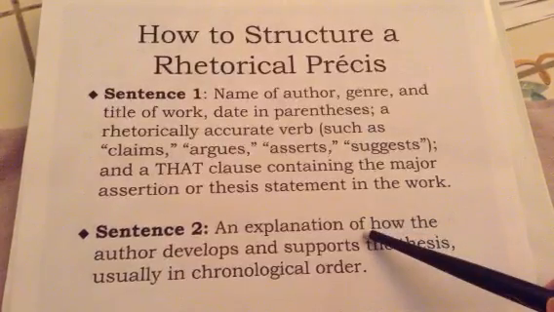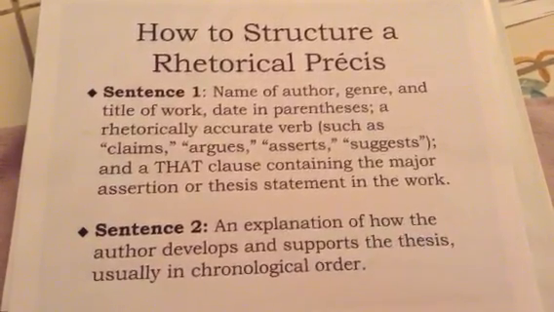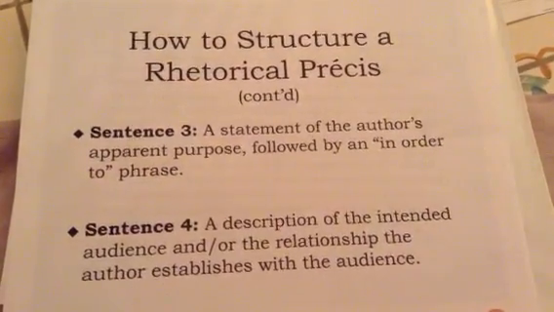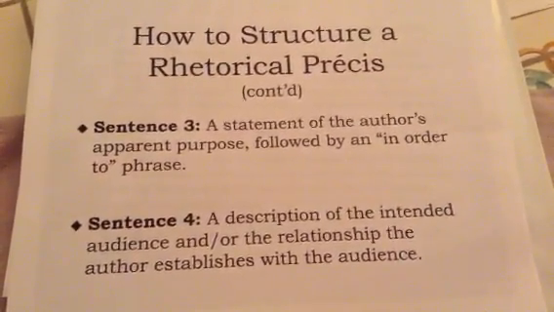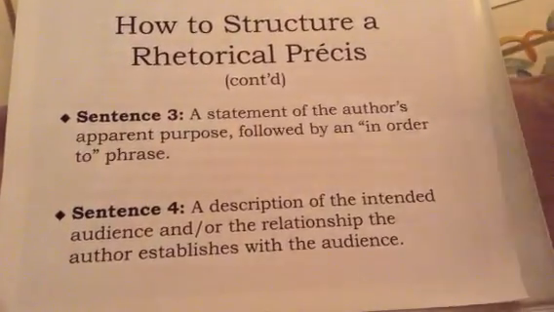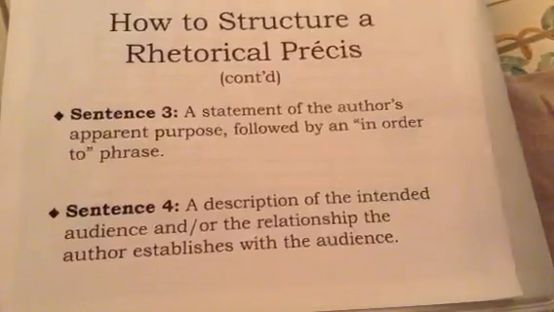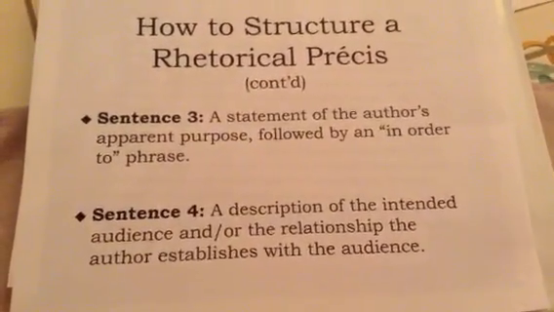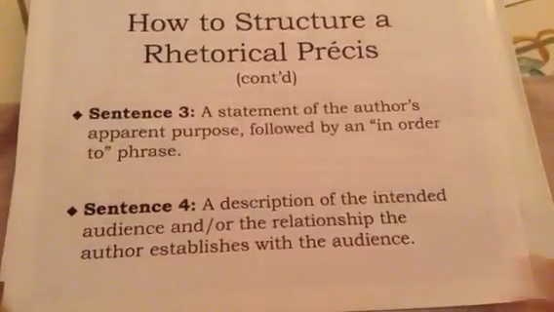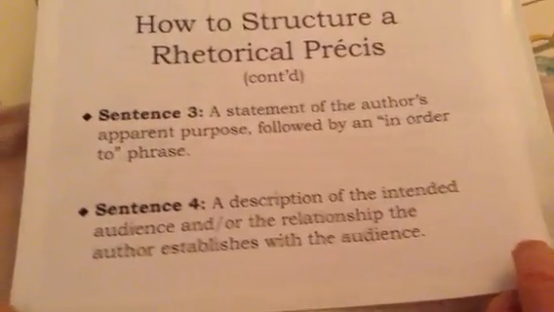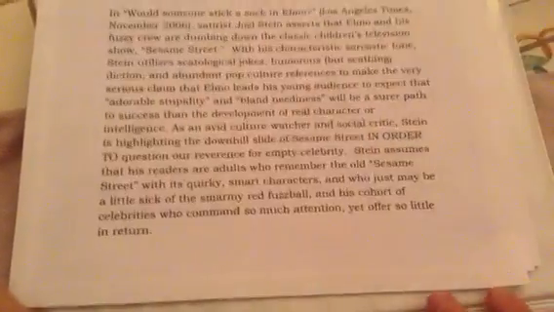Sentence 2 is an explanation of how the author is going to develop the thesis, and this is usually going to roll out in chronological order. Sentence 3 is a statement of the author's main purpose, followed by an "in order to" phrase that indicates the change in reader or society the author wants to achieve. The last sentence, sentence 4, is a description of the intended audience and/or the relationship the author establishes with that audience. Let's take a look at a few examples.